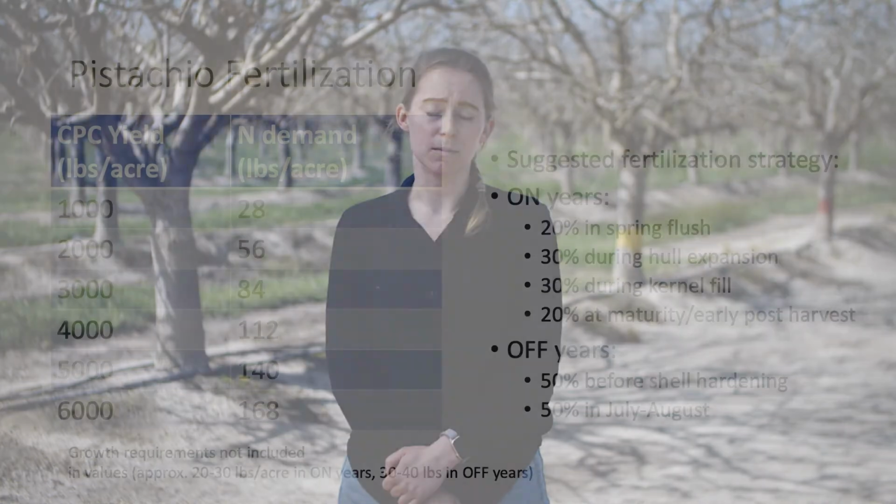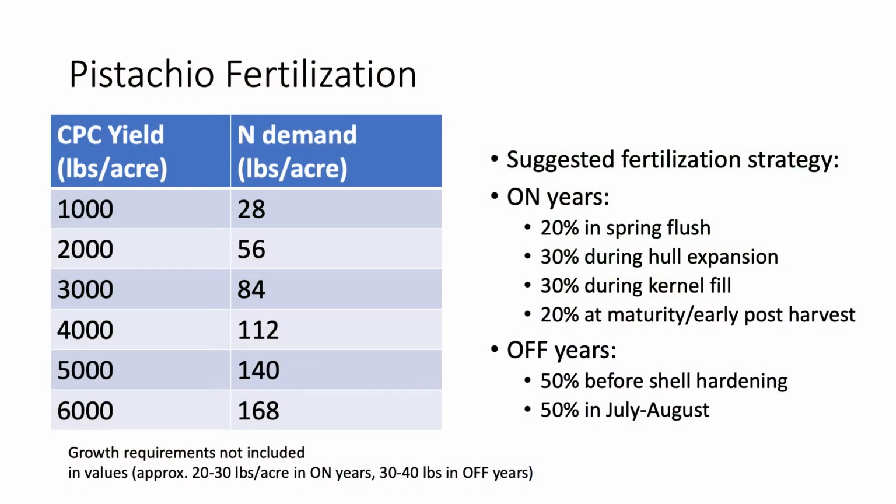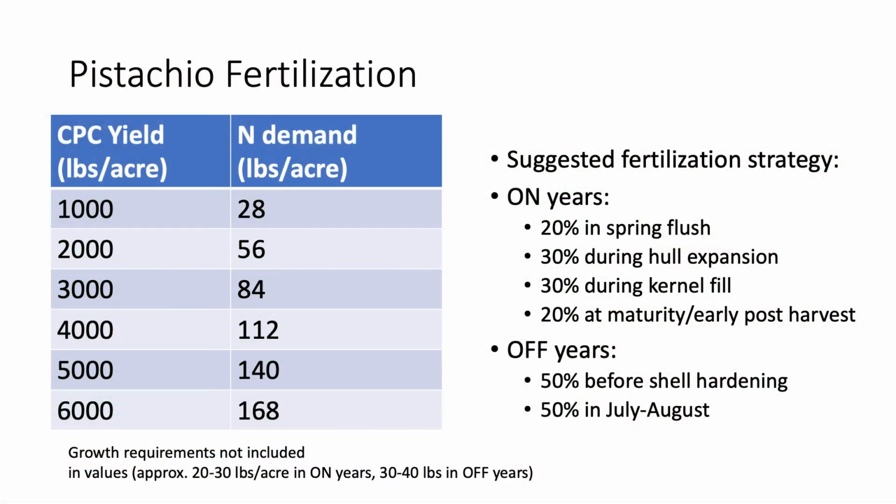Pistachios need about 28 pounds of nitrogen per 1,000 pounds marketable yield. And so at the beginning of the season, you'll assess what your yield looks like, whether it's an on or off year, and you'll start fertilizing after the trees have leafed out. It's important to remember that splitting your nitrogen up over as many applications as possible is going to improve your nitrogen use efficiency. In on years, you can split your nitrogen over 20% in the spring flush, 30% during hull expansion, 30% during kernel fill, and 20% at maturity or just past post-harvest.